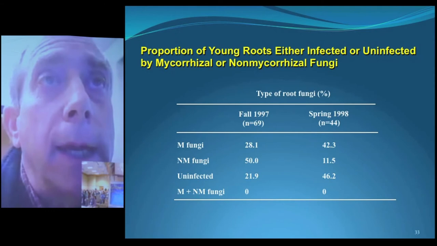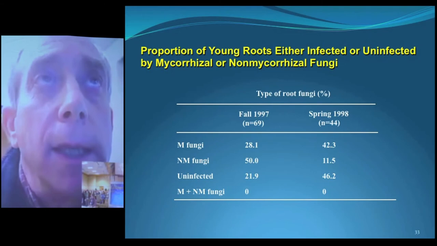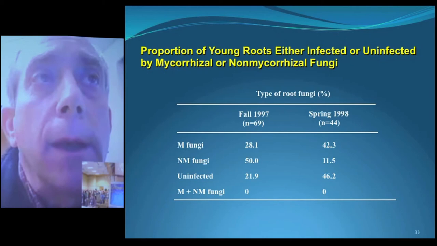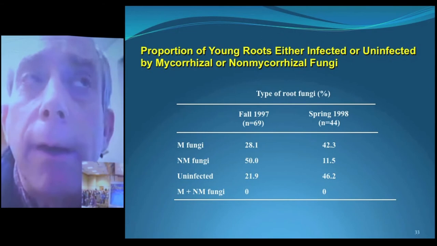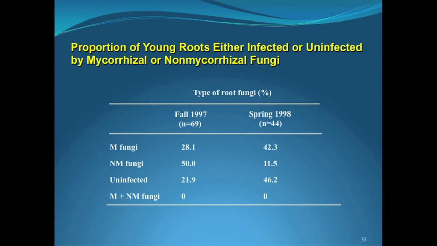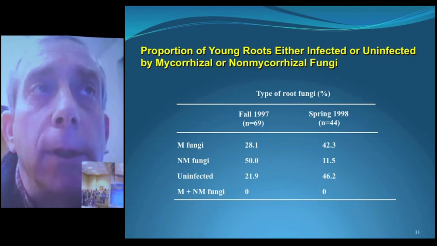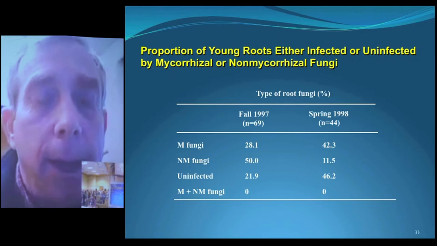And there were also some that had no infection at all. But what was really interesting was that in these young roots that were less than 15 days old, there were no roots that had both kinds of fungi. Now, that could mean a couple of different things, but what we anticipate it meaning is that the mycorrhizal fungi are making the root unacceptable to the non-mycorrhizal fungi. There's actually competition going on. And while we don't have ironclad proof of this, this is what the data was suggesting to us.